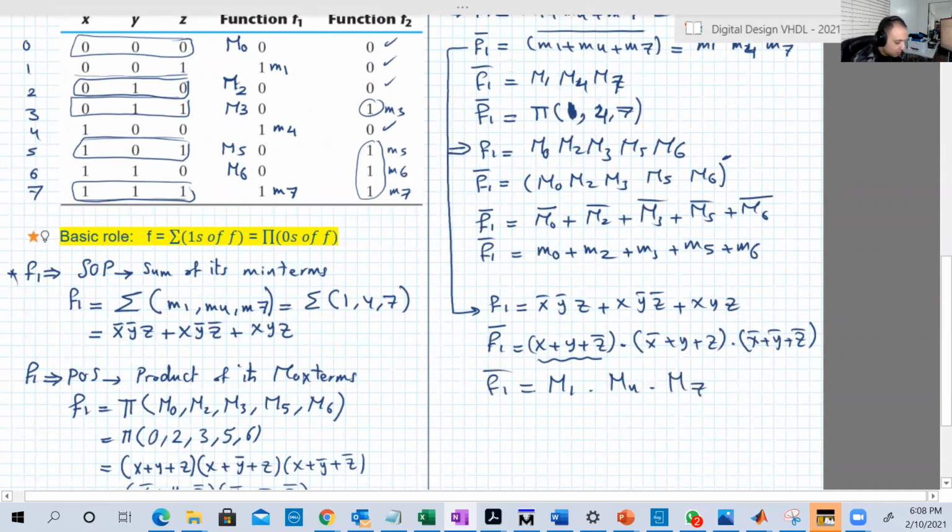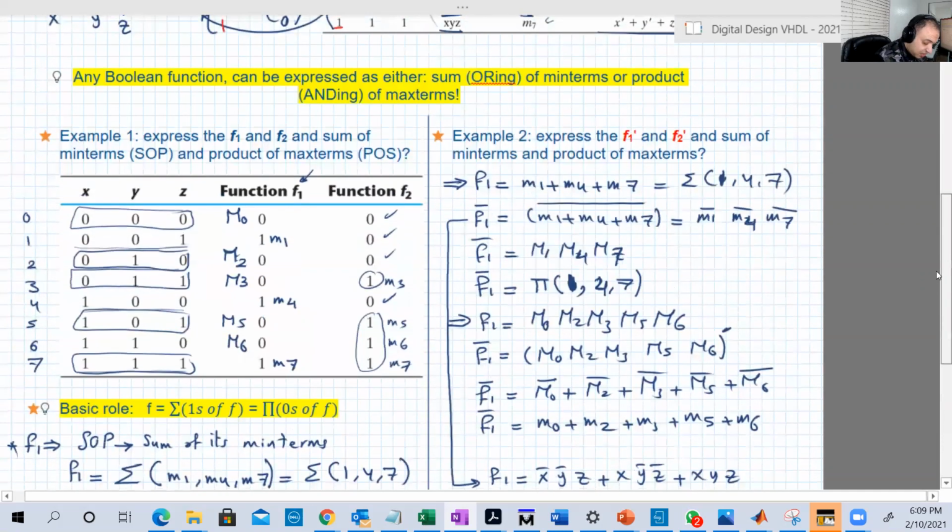Okay. I mean, once you get the sum of product or a product of sum of any function, you instantly can get its complement in a very easy way. And I will leave F2 for you guys as an exercise, F2 prime for you as an exercise.